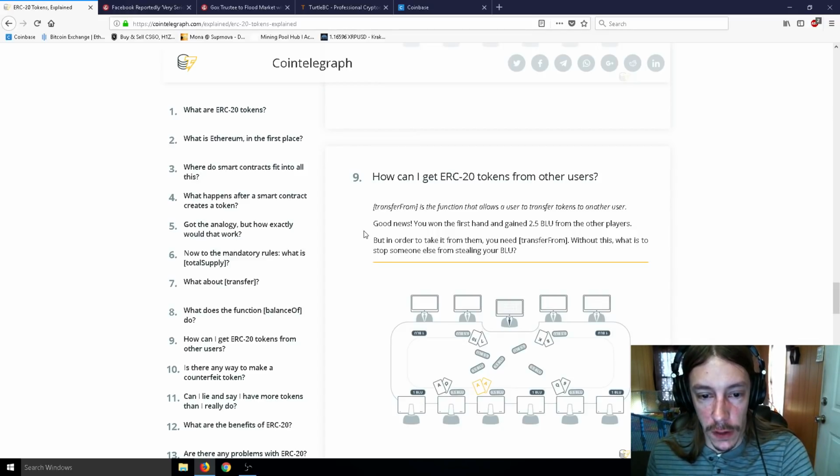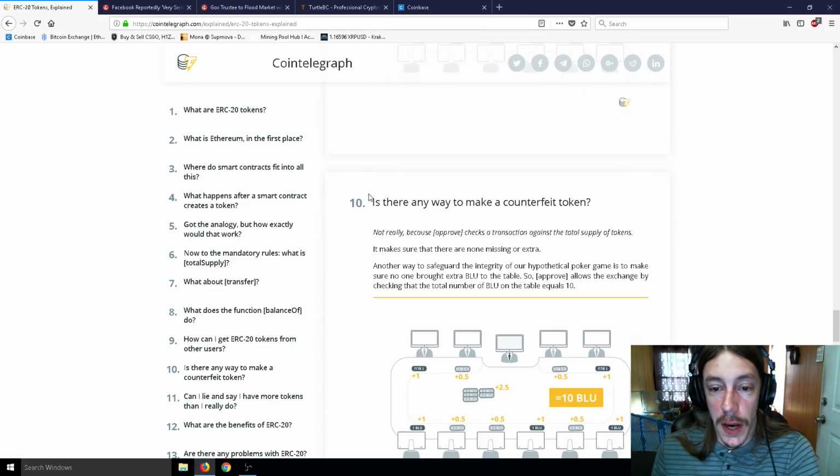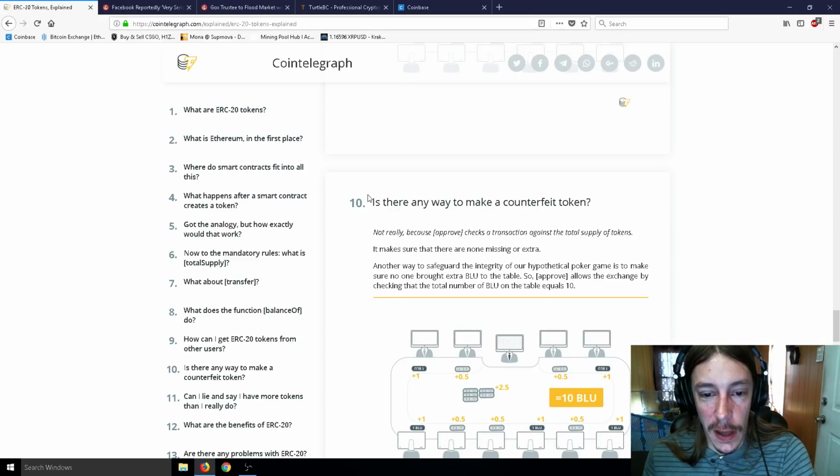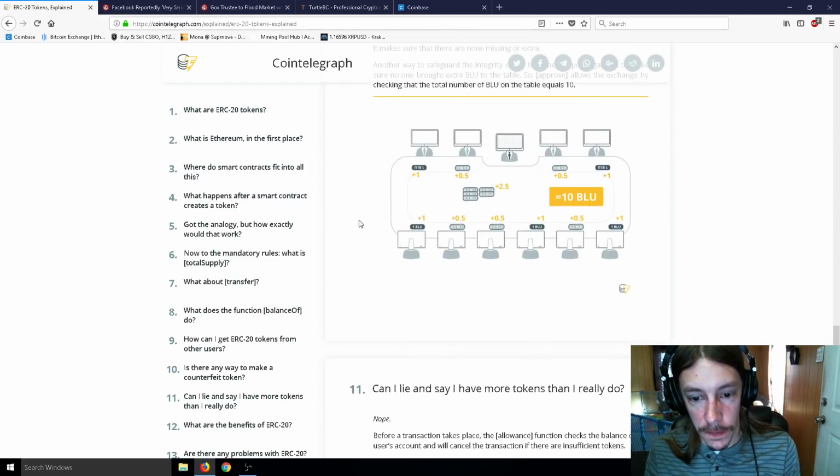Without this, what is to stop someone else from stealing your blue? So is there any way to make a counterfeit token? It makes sure that there are none missing or extra. So another way to safeguard the integrity of our hypothetical poker game is to make sure that no one brought extra blue to the table. So approve allows the exchange to check that the total number of blue on the table equals 10.